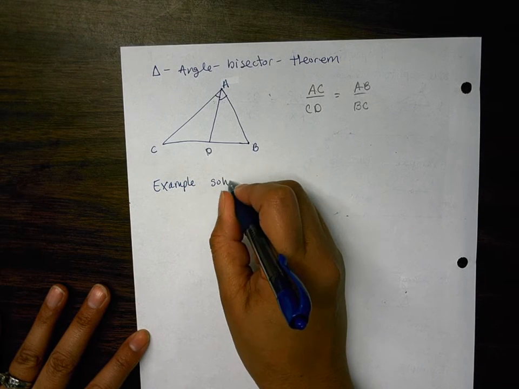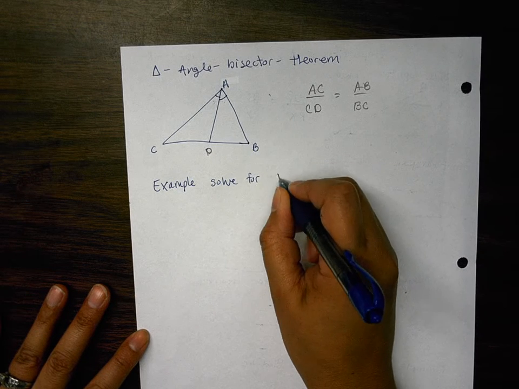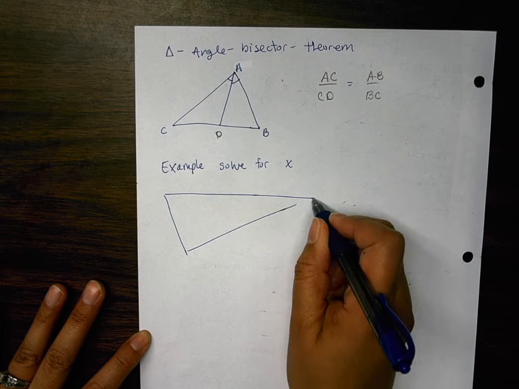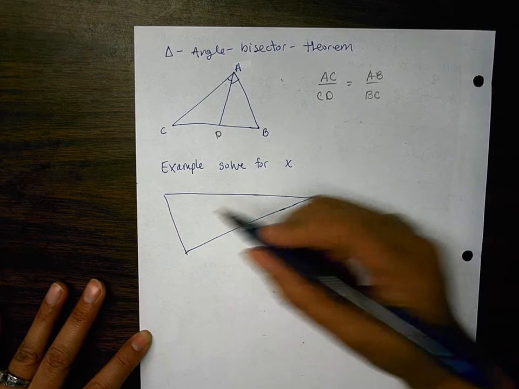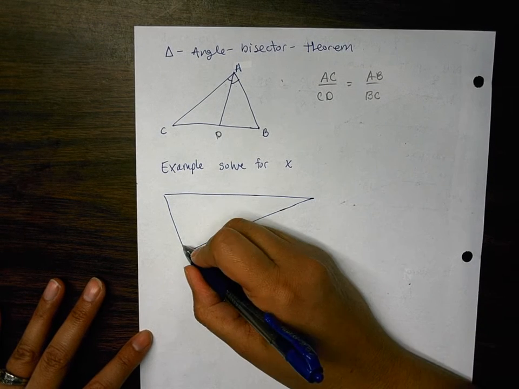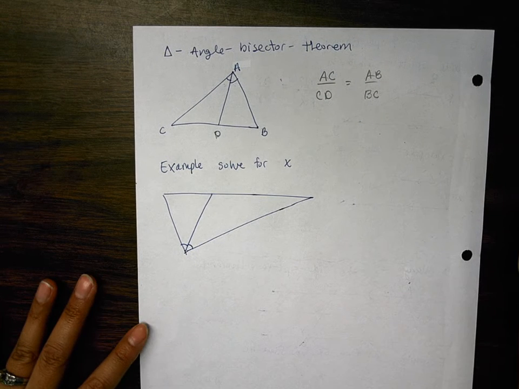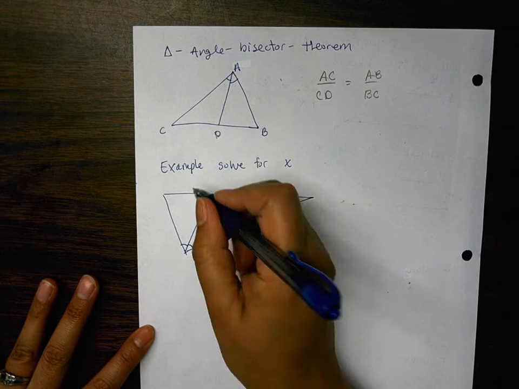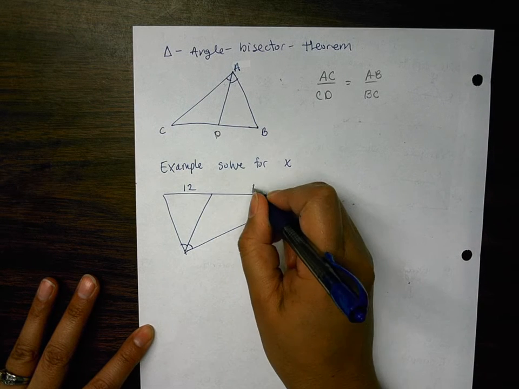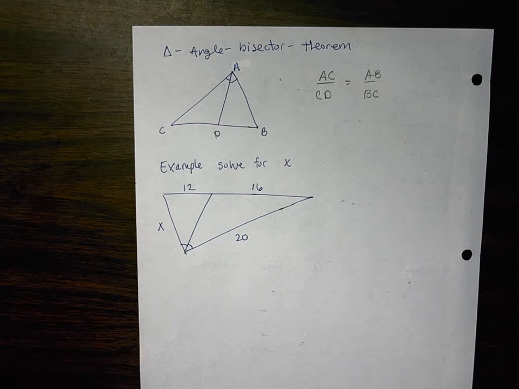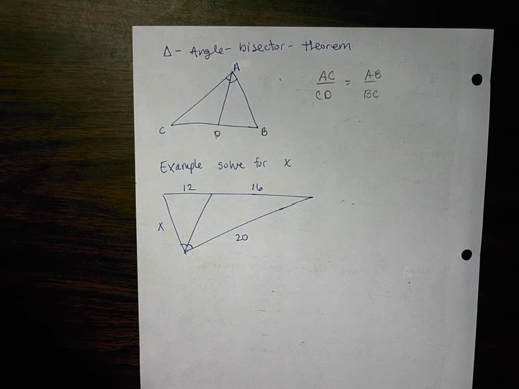Solve for X. All right, I'm going to bisect this angle right here. I'm going to give you that this length is 12, this length is 16, this is X, and this is 20. Write those down. Everyone have it?